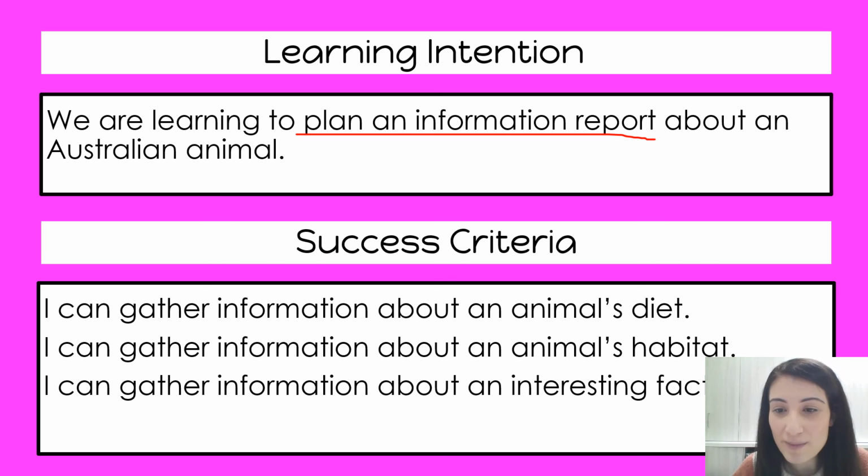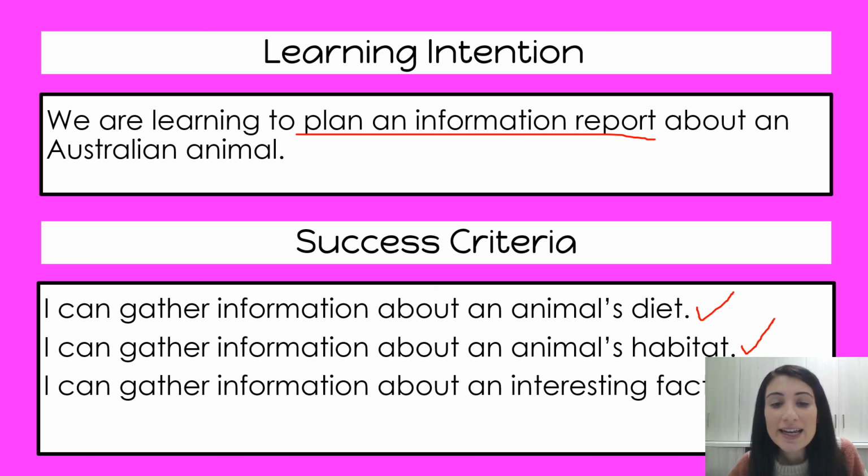I can gather information about an animal's diet. We did that. I can gather information about an animal's habitat. We did that too. And I can gather information about an interesting fact, and we did that as well. Now remember, you can go back to any part of this video that you weren't sure about by rewinding the video and pausing and listening again if you need to. I know there are lots of steps to what we're doing, so if you're confused at any point, you can definitely go back and have another look and listen.